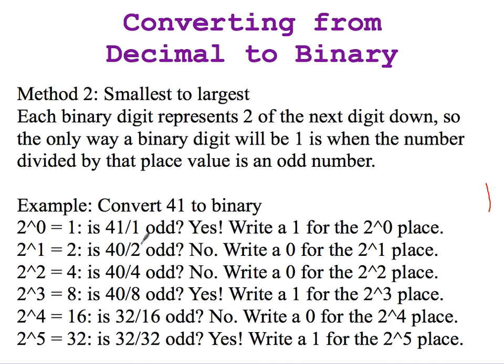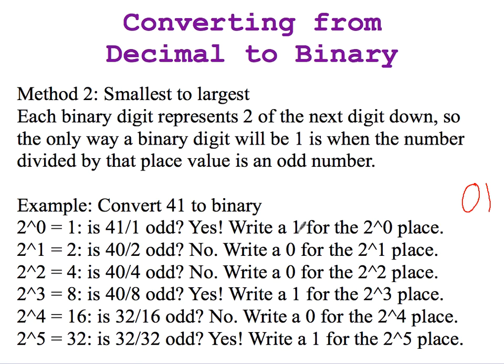So we look at 40, and we're looking at the 2's place. 40 divided by 2 is 20. That means there are 20 2's that fit into 40. That's not an odd number, so there's not a leftover 2 here. If we had a 1 here, there'd be a leftover 2, and so this has to be a 0. There isn't a leftover 2. There are an even number of 2's.